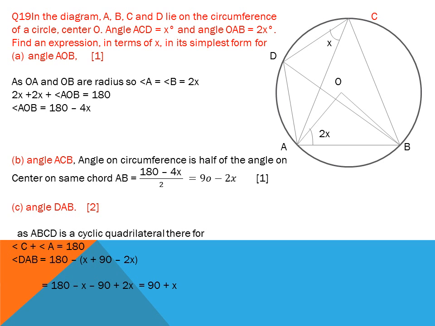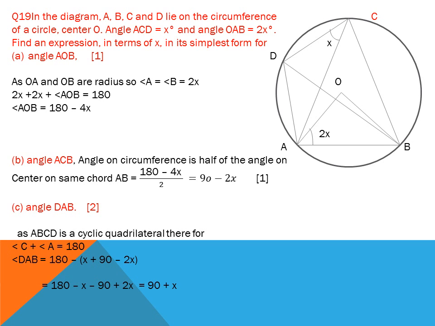So 2x plus 2x plus angle AOB is equal to 180. The sum of angles of a triangle is equal to 180. Here I find that angle AOB is equal to 180 minus 4x. Angle ACB: the angle on the circumference is half the angle at the center. We have already found that the angle at the center is 180 minus 4x. When we divide this angle by 2, we find the angle on the circumference on chord AB, because these two angles, AOB and ACB, are on chord AB.